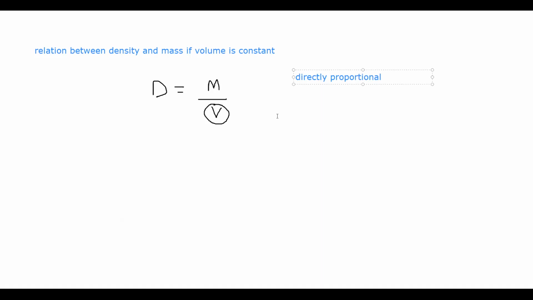the term directly proportional means if you increase one quantity, the other quantity will also increase. Like if I increase the mass, the density will increase. Same thing, if I decrease the mass, the density will also decrease. So if you are increasing one quantity, the other is also increasing. If you decrease one quantity, the other is decreasing. We call that relation as a directly proportional relation. So relation between density and mass, if volume is kept constant, they are directly proportional. So if I give an example, you have two objects of same size.